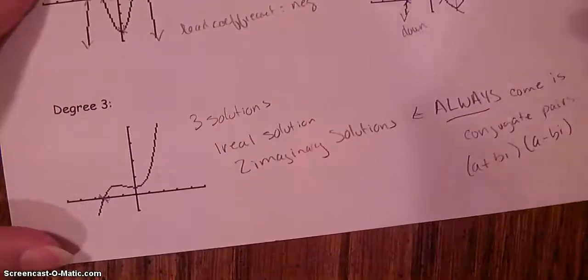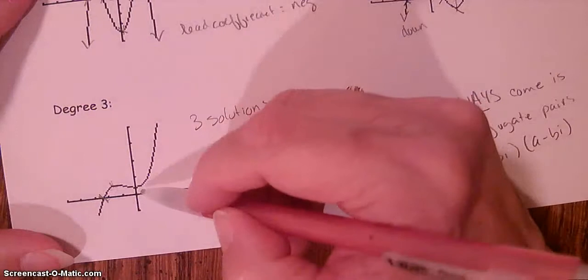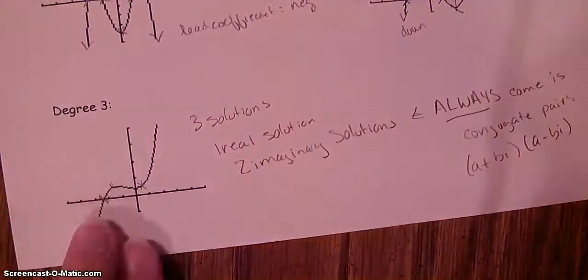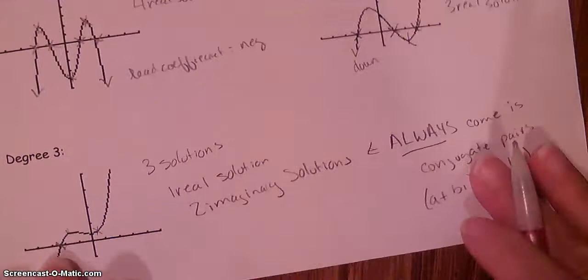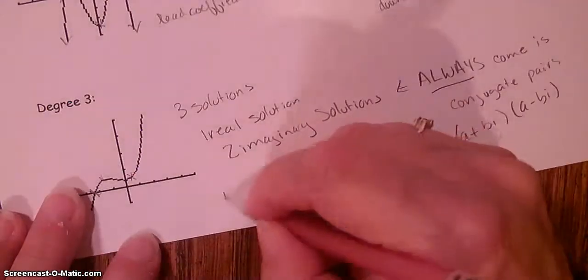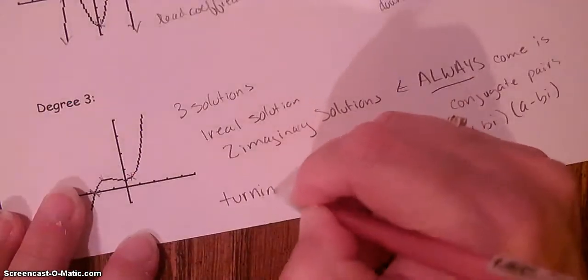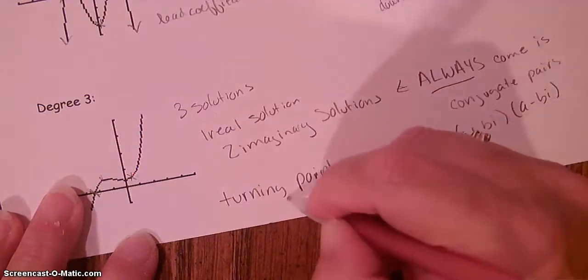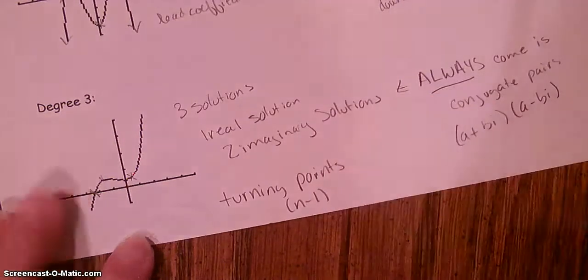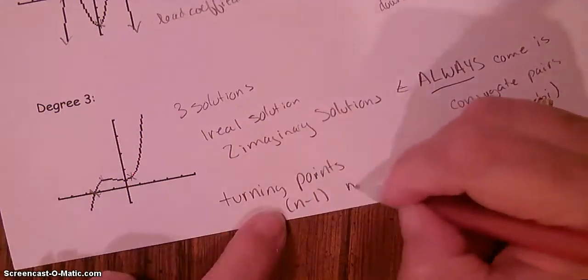Now if we look at this degree of 3 here, we see the same thing. I have a turning point here and a turning point here. So that is 2 turning points. This is only 2 turning points here. So again, we've got to remember that the number of turning points of the graph is at most n minus 1, where n is the degree.